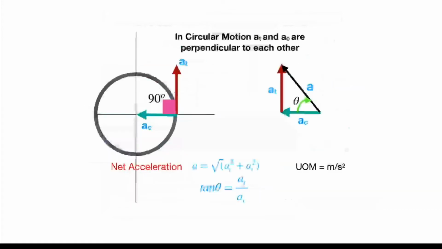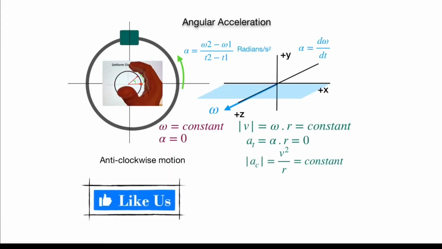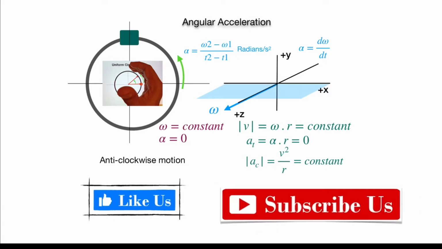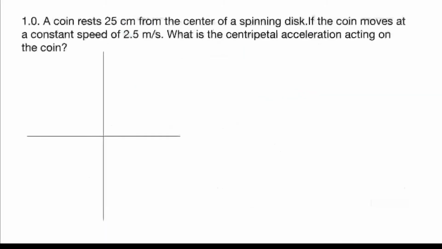The third acceleration is the net acceleration, which is the result of this tangential acceleration and centripetal acceleration. Centripetal acceleration is always directed toward the center of the circle, and the tangential acceleration is tangential to the circular path at any moment of time at a specific point. The resultant of these two accelerations can be found out by the addition of vectors. The next is angular acceleration alpha, which is the rate of change of angular velocity. Now let's go through the problems.